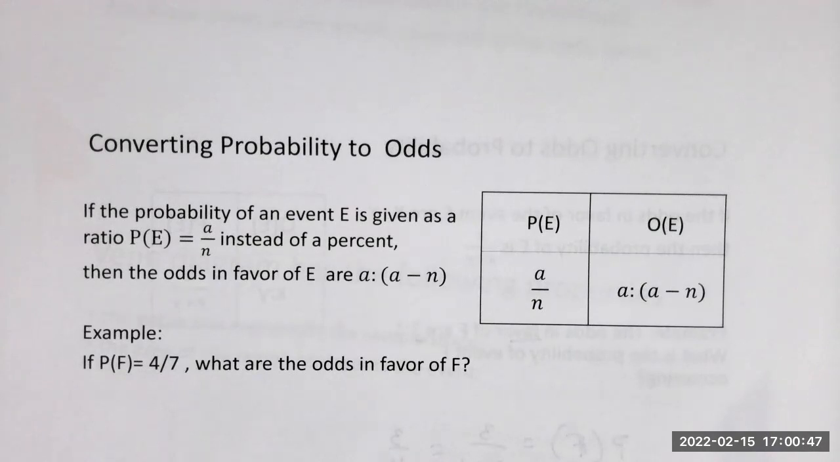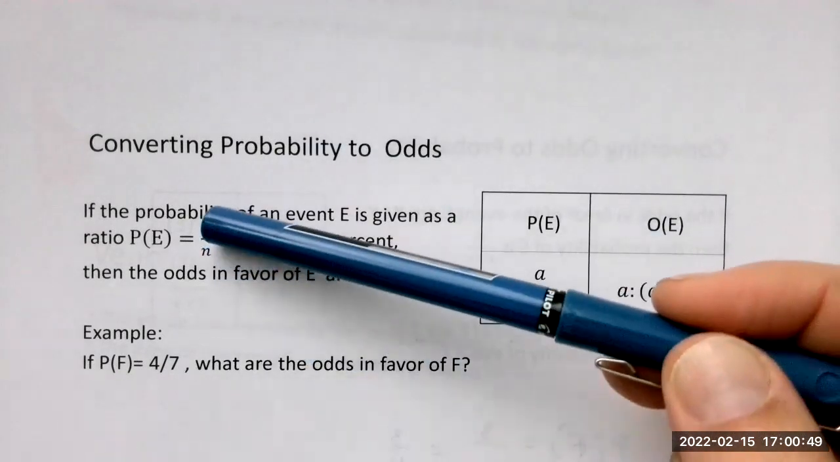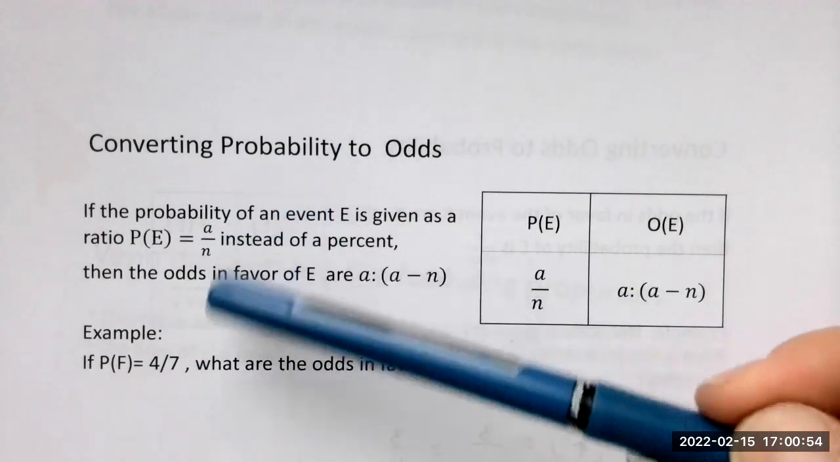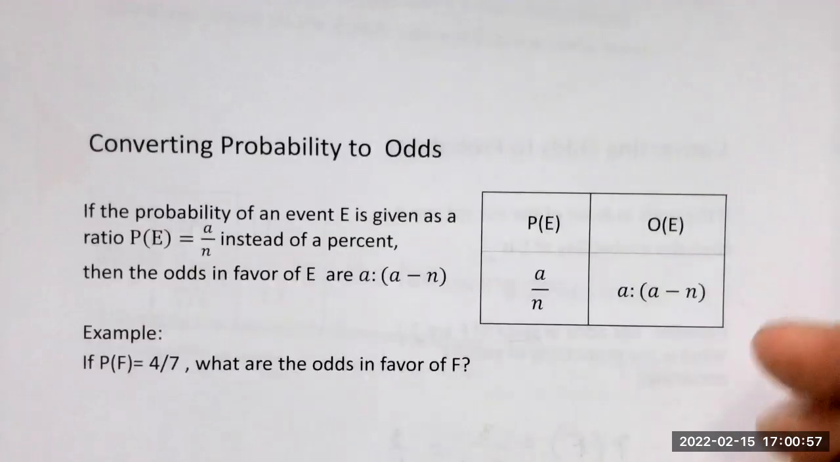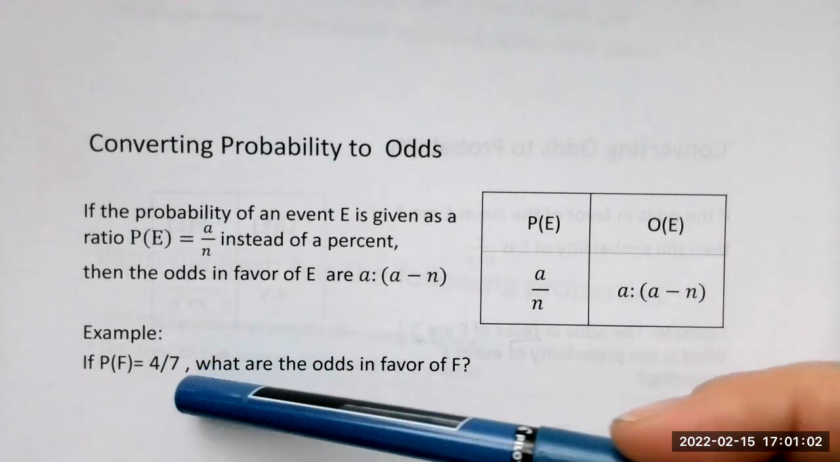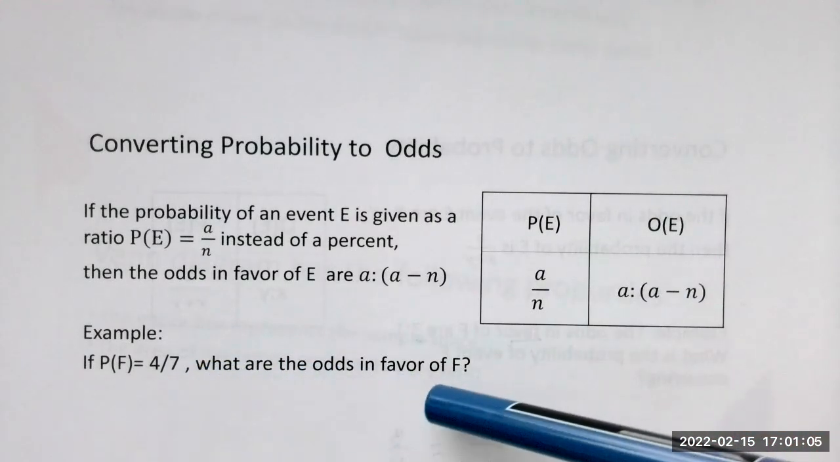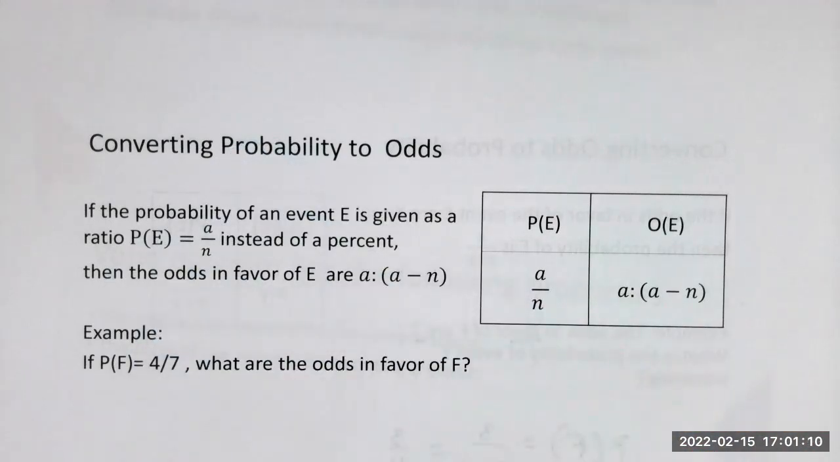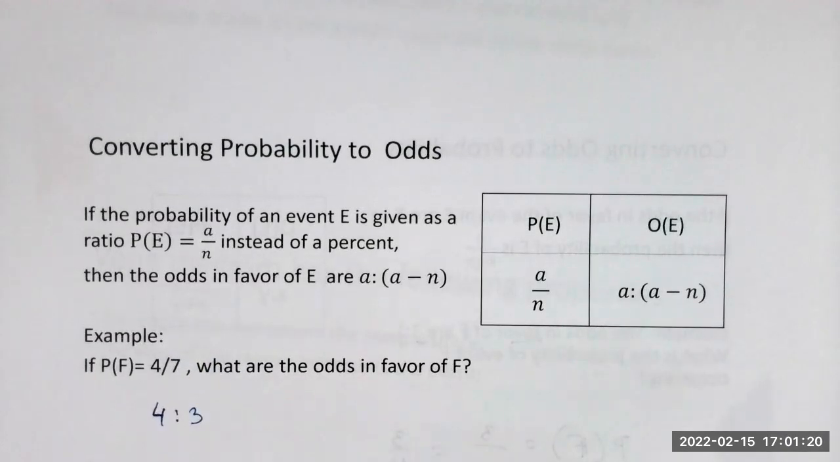Another way to represent the probability is not as a percentage, but as a fraction, where in the numerator we have the number of successes and in the denominator, the total number of trials. So if the probability of event F is 4 out of 7, what are the odds in favor? Well, we know that we had 4 successes out of 7. So how many failures will we have? Well, 7 minus 4 will give us 3. So the odds in favor is 4 to 3.